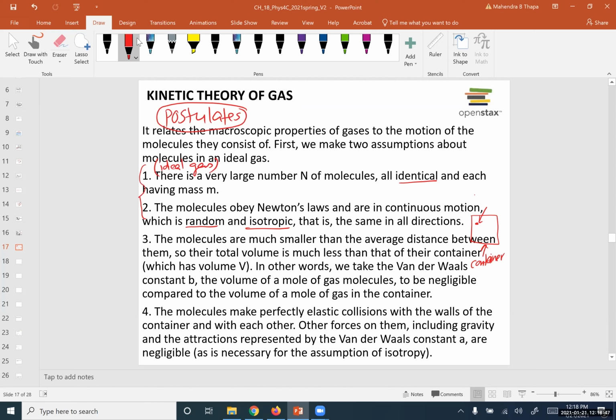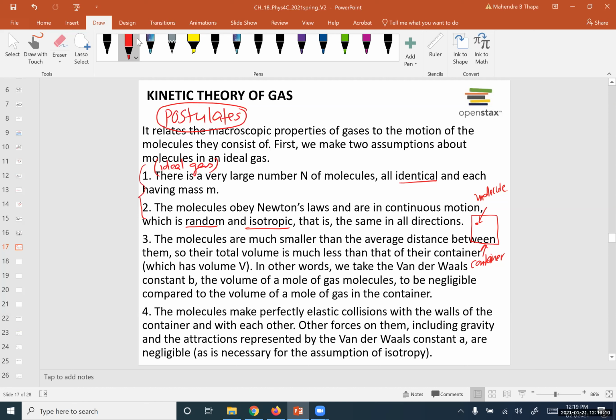Okay, so if you take just one molecule, its volume is very, very less than the total volume of the container. So in other words, we can say that there is a very, very small intermolecular force between the molecules if this is the ideal gas scenario.